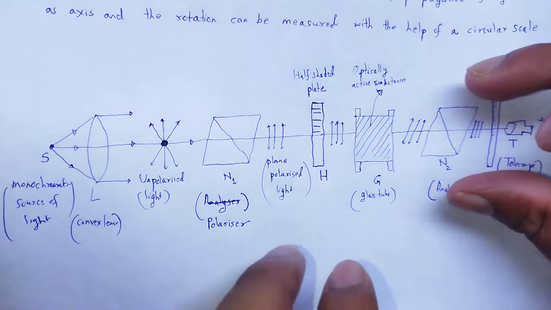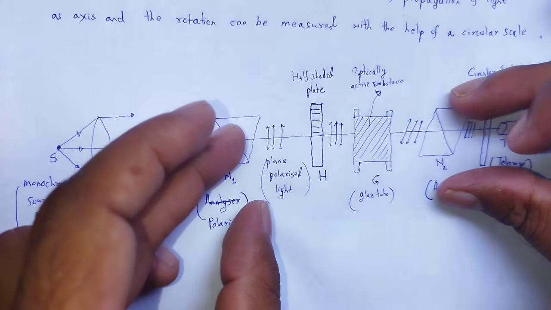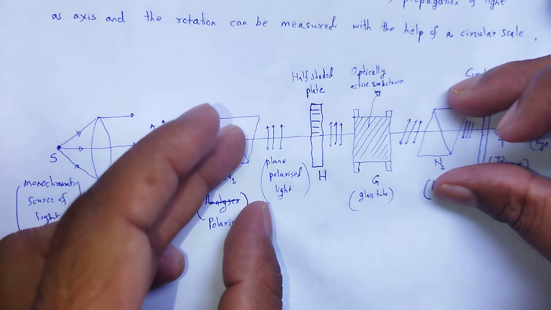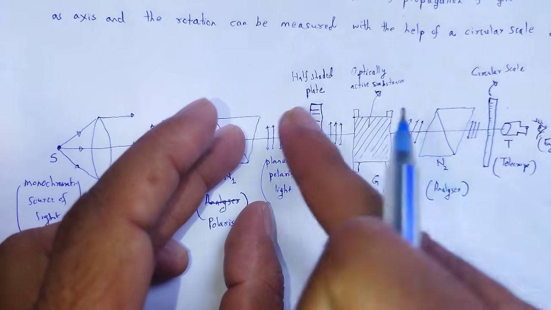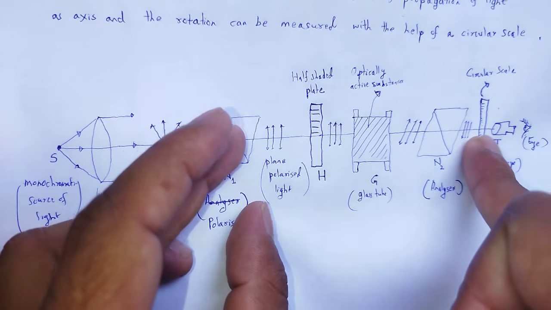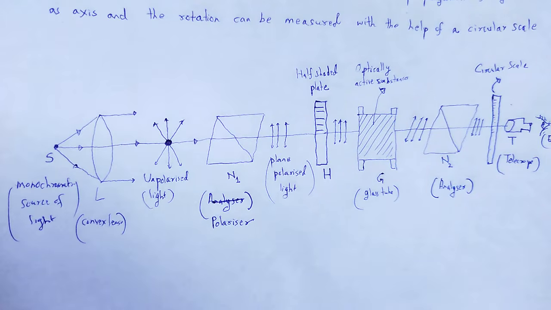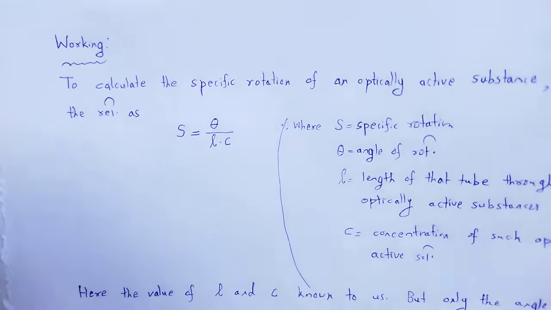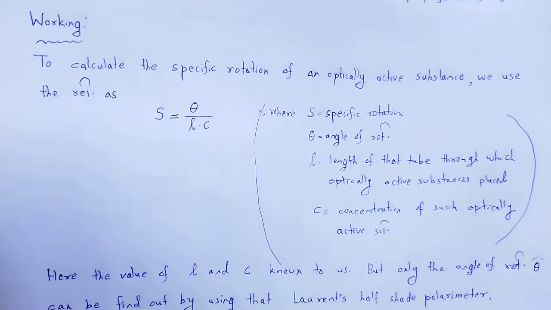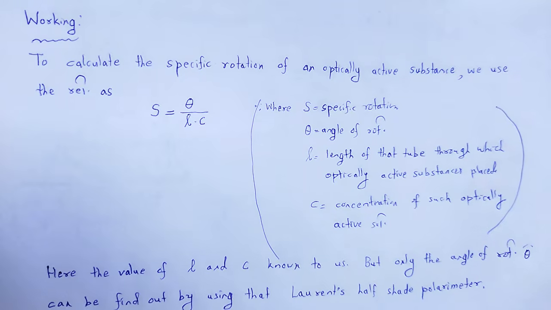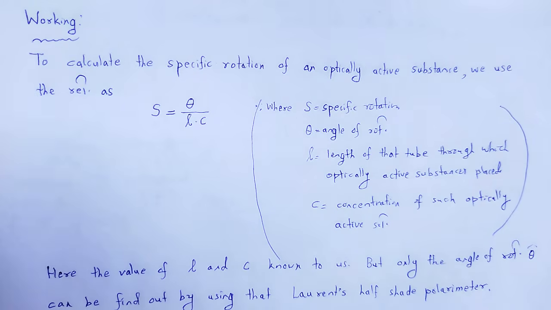First, we cross the polarizer and analyzer, so we see no light passing after that. It can be understood in the working section. Let us come to the working. The aim of the polarimeter is to calculate the angle of rotation.